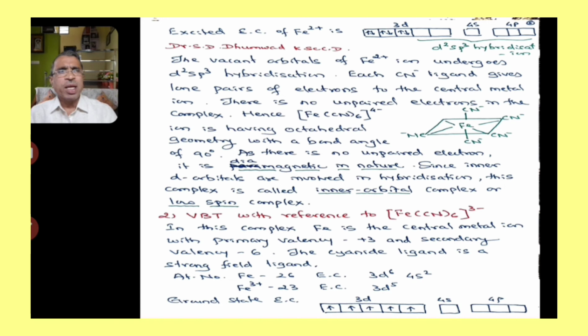A similar explanation can be given for VBT with reference to the hexacyanoferrate 3 ion. In this complex, Fe is the central metal ion with primary valency +3 and secondary valency 6. The cyanide ligand is a strong field ligand. The atomic number of Fe is 26. Its electronic configuration is 3d6 4s2. Here Fe is in the +3 state, therefore its electronic configuration becomes 3d5, where all 5 unpaired electrons are in 3d.